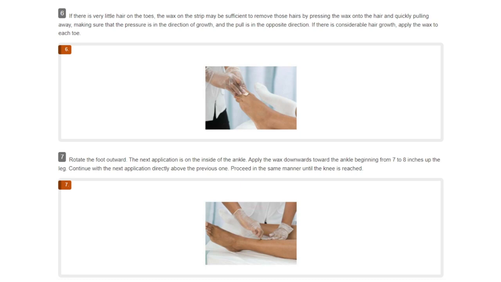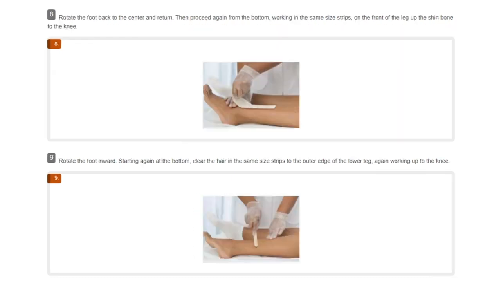7. Rotate the foot outward. The next application is on the inside of the ankle. Apply the wax downwards toward the ankle beginning from 7 to 8 inches up the leg. Continue with the next application directly above the previous one. Proceed in the same manner until the knee is reached.